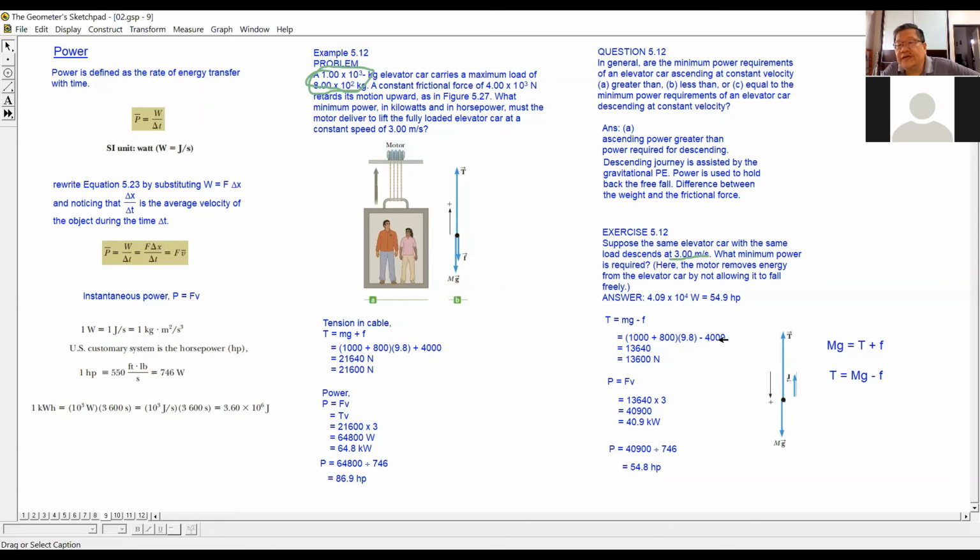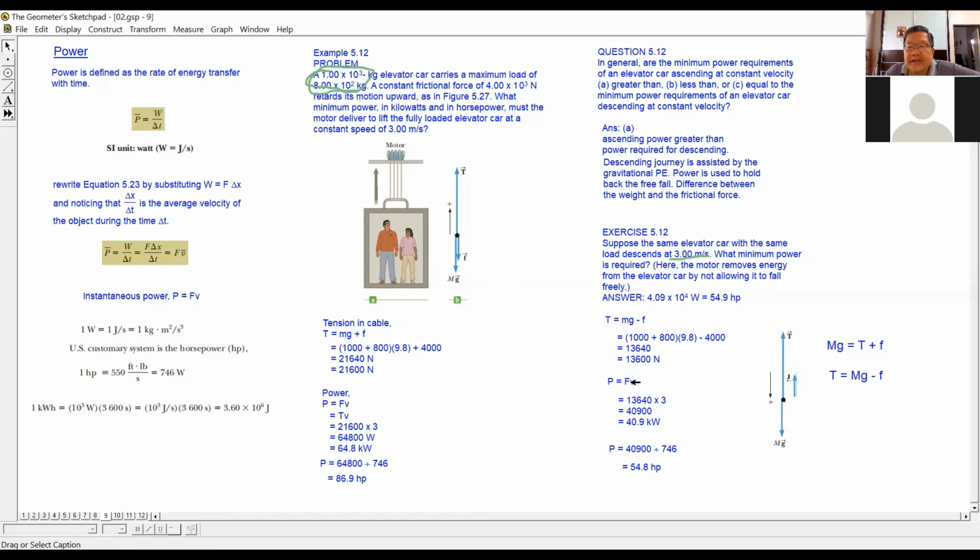What is the frictional force? 4,000 newtons. So you use the weight minus the frictional force. It is 13,640 newtons. But the book rounds off to 13,600 newtons only. Actually, there's a 40 there, but the book rounds off to 600. So this is the force exerted by the motor to hold back the free fall.